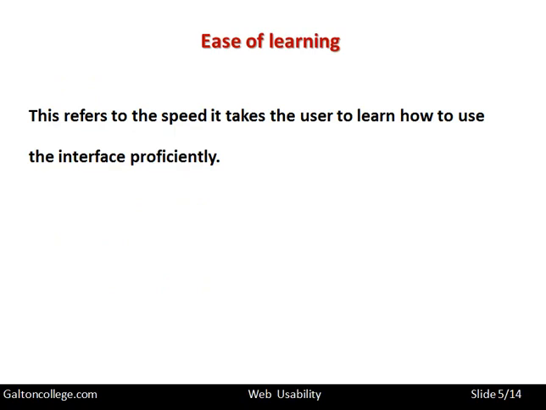We'll start with ease of learning. This refers to the speed it takes the user to learn how to use the interface proficiently. If it's a website, it should be straightforward how to use it. The links should be very obvious. What the links do and where they point to should be obvious, so that the user is in charge of his or her exploration of the site. They can move around the site easily, and it's easily learned. So that's an important issue.